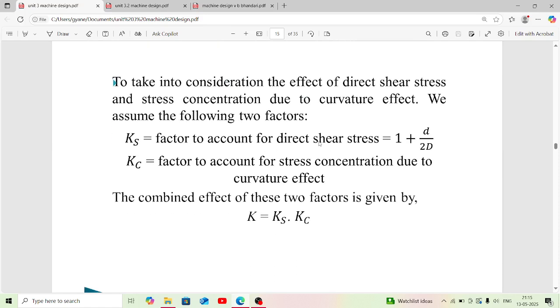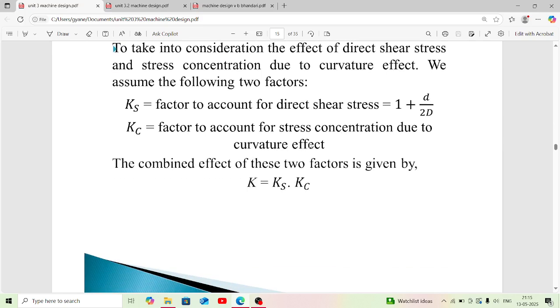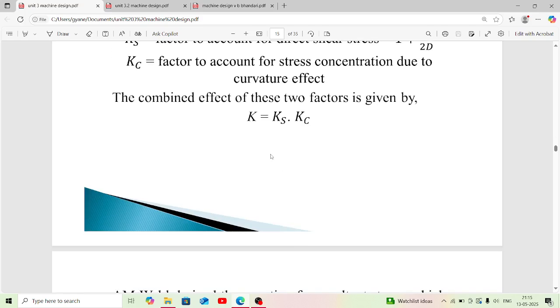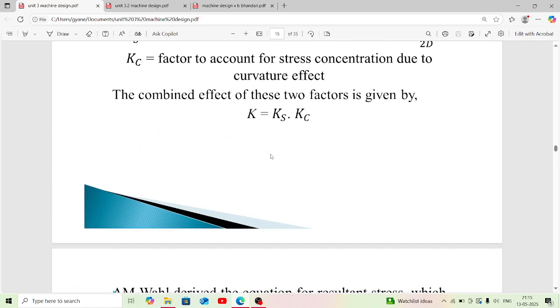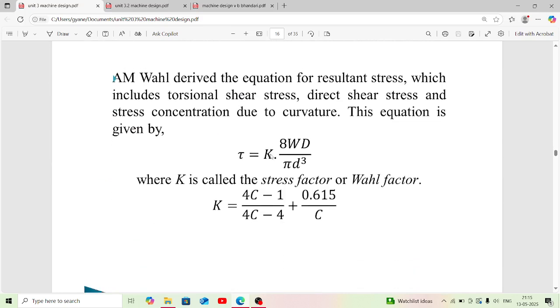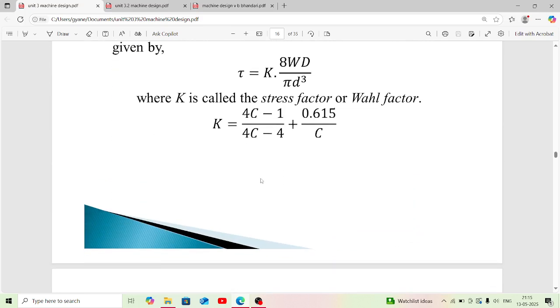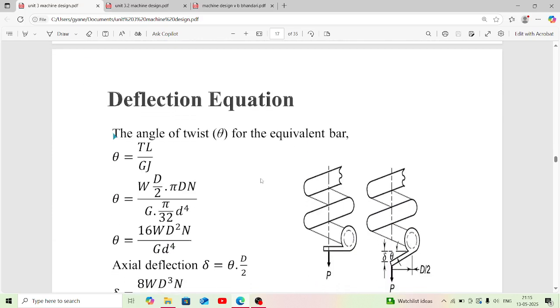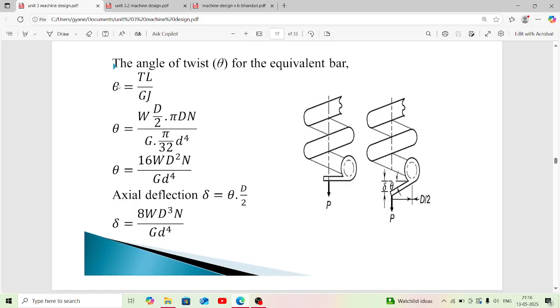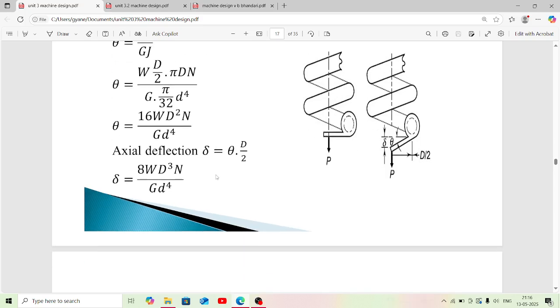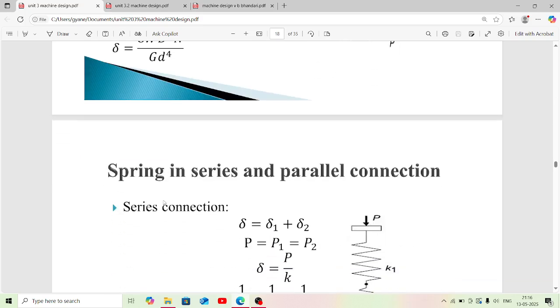There are two factors: one is direct shear stress, another is stress concentration due to curvature effect. Because we are trying to straighten it, but there is some curvature in the member, and this is the Wahl's correction factor. And come to the deflection equation. This is also solved by using the torsion equation. After that this is the angle of twist, and see the formula for the deflection.